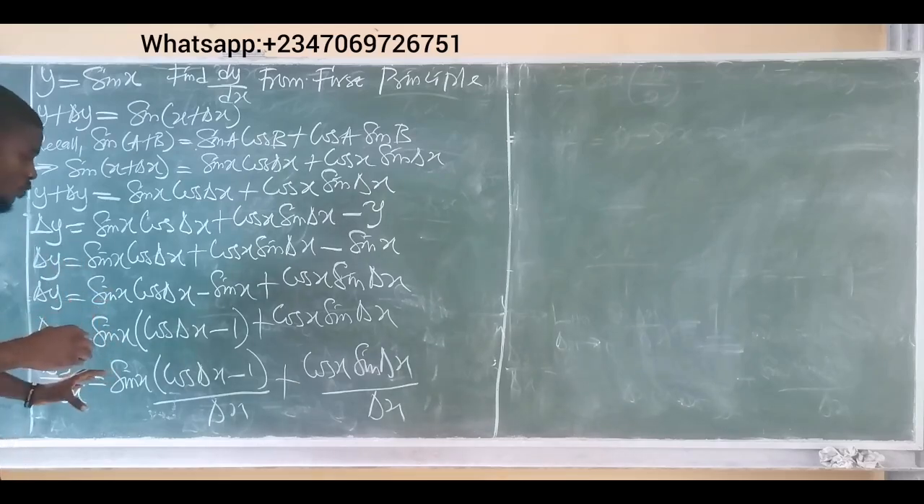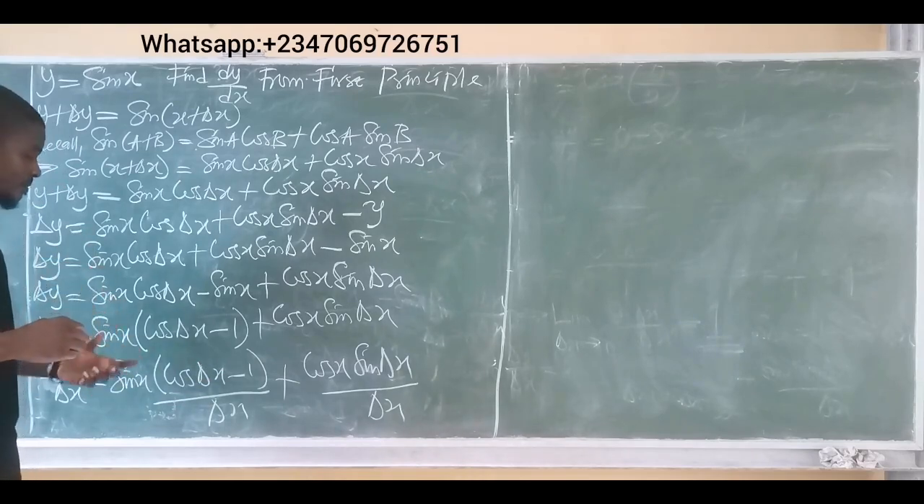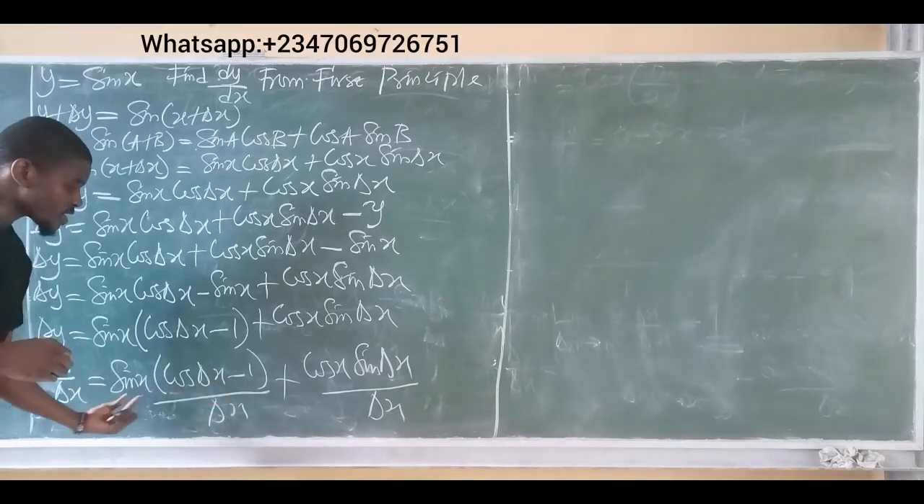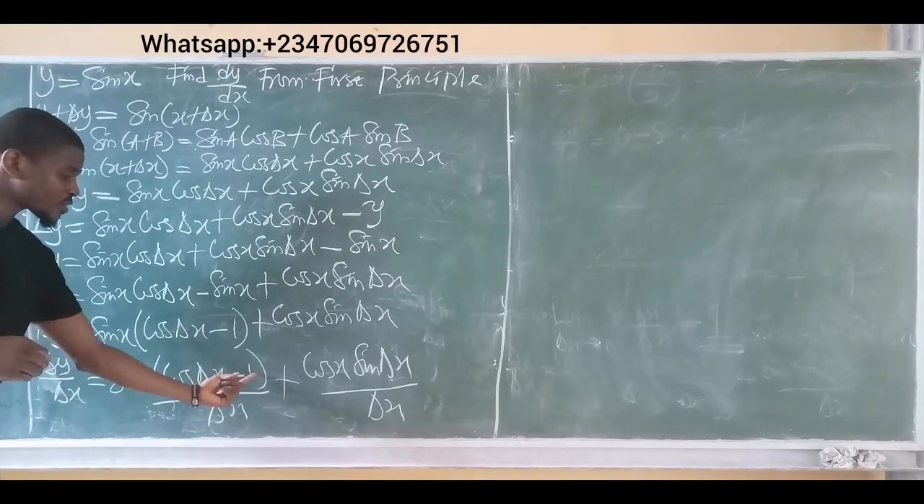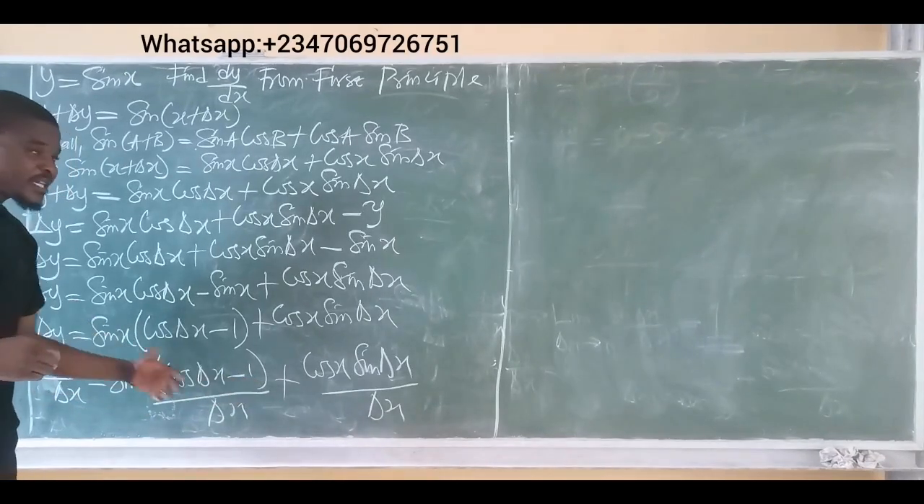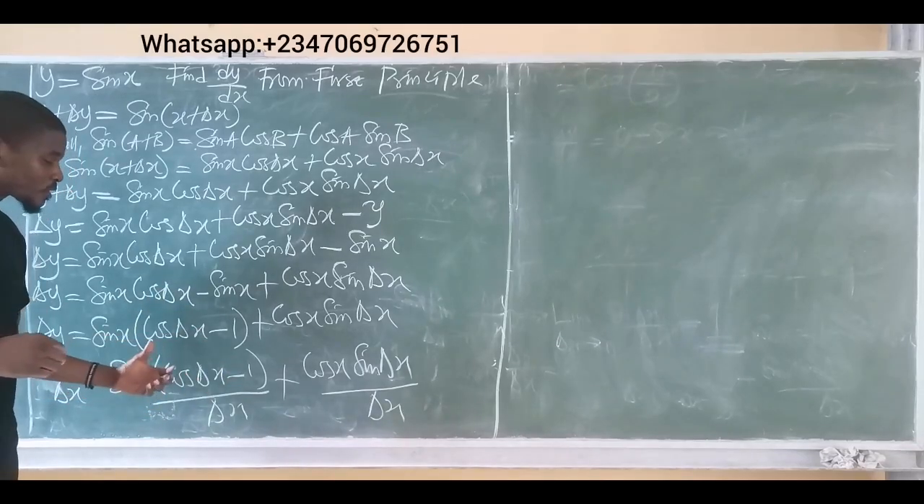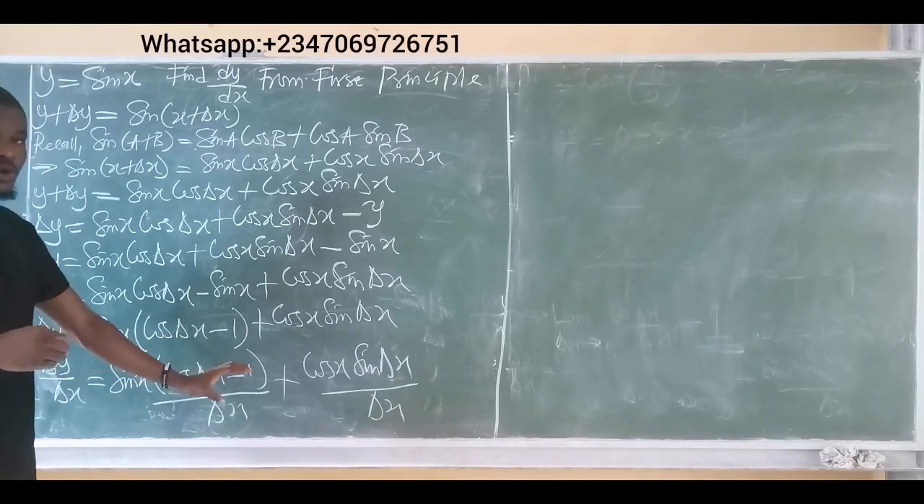Now in that video I said, when you get to this point, do not take your limit immediately. What you do is simply multiply this side of the equation alone by the conjugate of the numerator. The numerator here is cos(change in x) minus 1. Therefore, the conjugate becomes cos(change in x) plus 1. So simply multiply top and bottom by that conjugate.